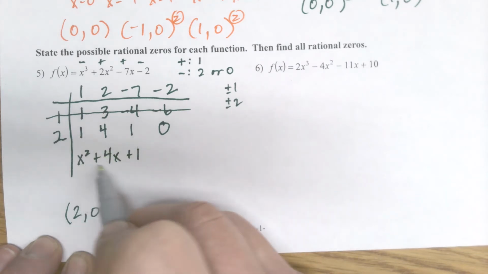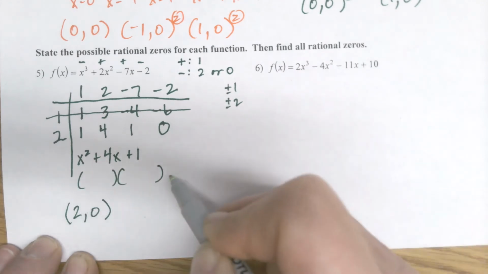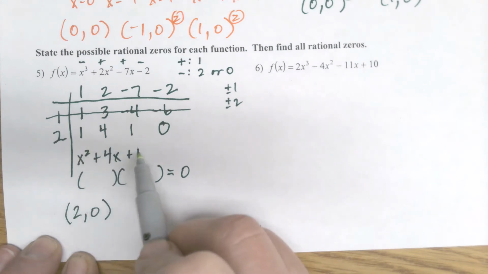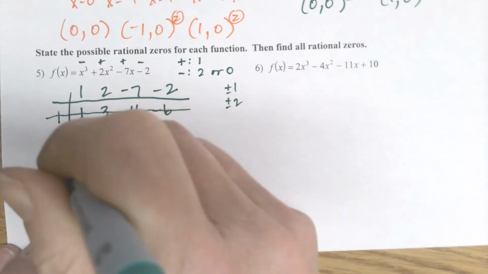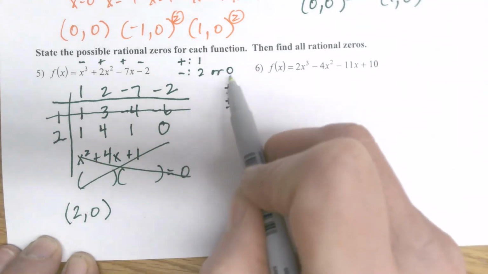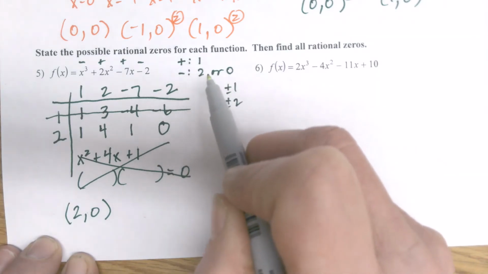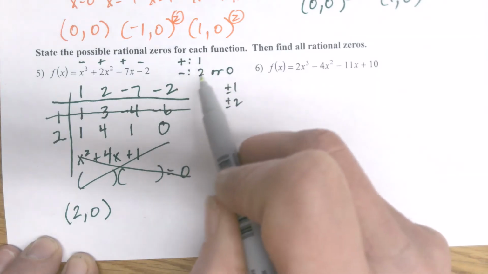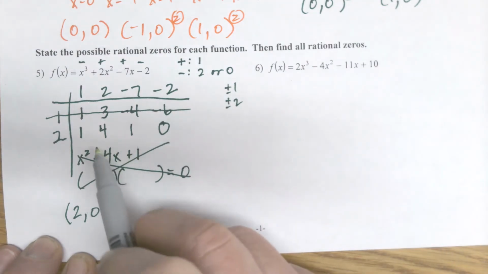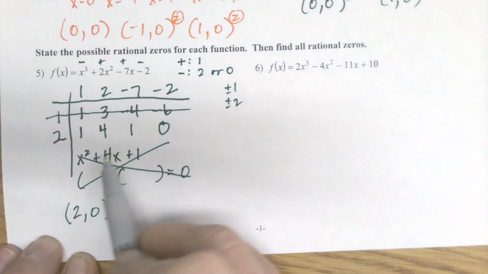That's my new polynomial, and I'm going to double check to see if I can factor that and set it equal to 0. So I need two numbers that multiply to be 1 and add to be 4. Not possible. Therefore, my other zeros, my negative zeros, would require the use of the quadratic formula, which we may get into as well. Maybe I'll try the quadratic formula.